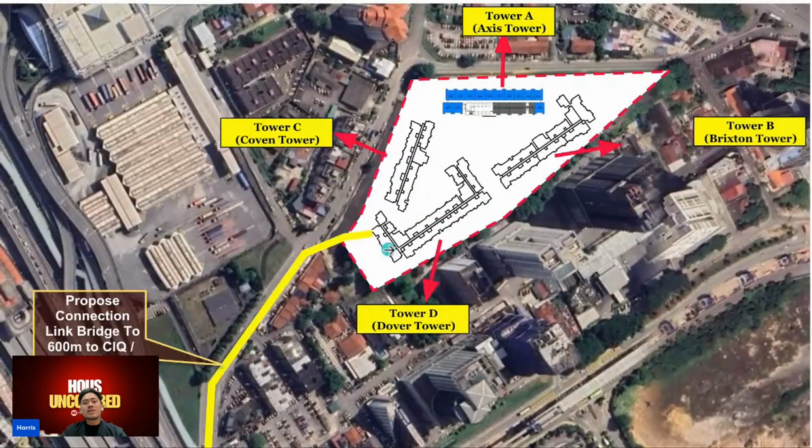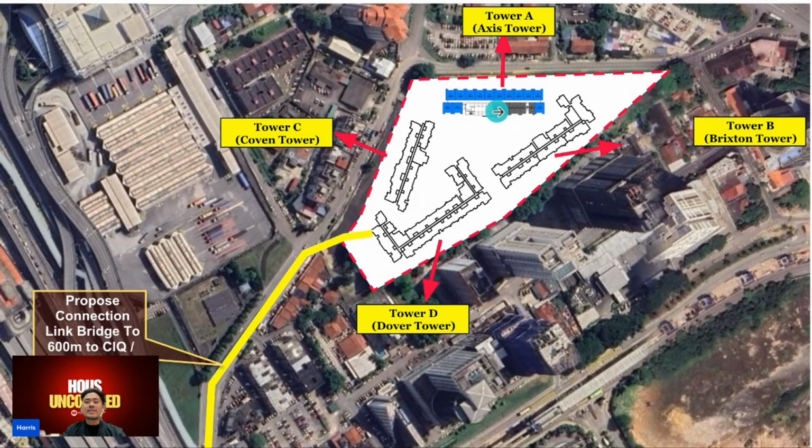Now, let's look at the orientation. There are a total of 4 towers here: A, B, C, and D. You can see that every tower has its own name. Exim has this trend where all the towers have individual names: Axis, Brixton, Dover, and Coven, right? This stands for the tower's name. The project itself is called Causewayz Square, right?